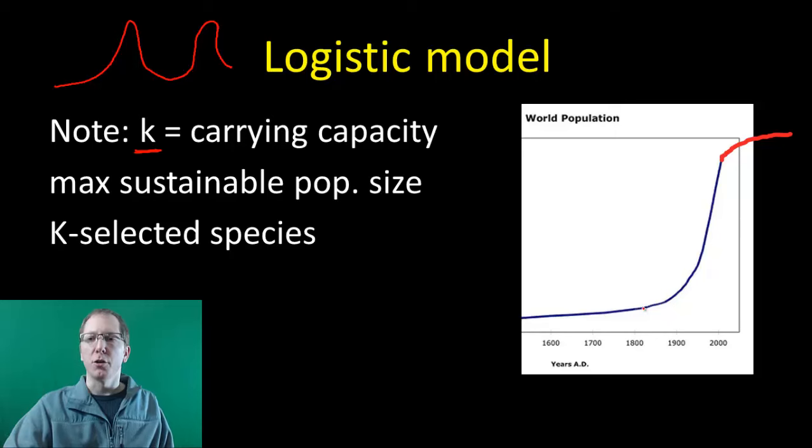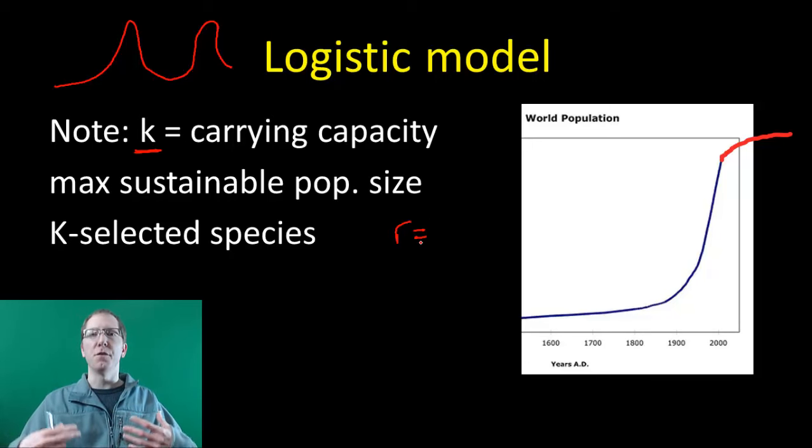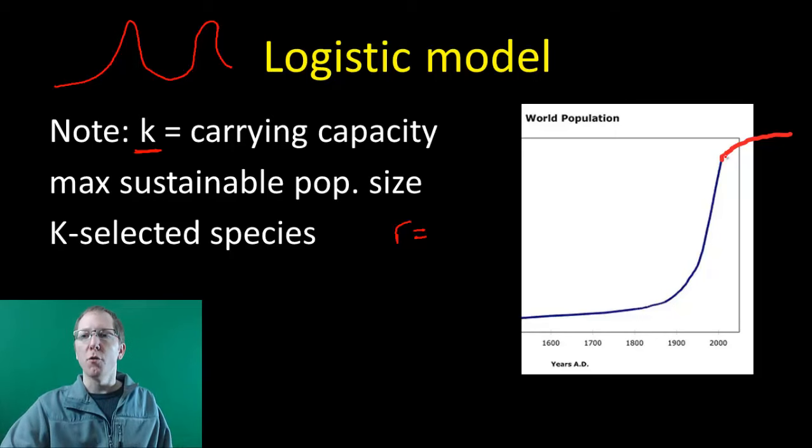With the logistic model, you've got something like humans, and you can see right now the R value of humans, the growth rate, is dropping. We're basically having fewer and fewer children, and so our growth is slowing. Now we're still growing, but at some point it looks like we will start to level off, and eventually we can get R equals 0, which means we're steady.